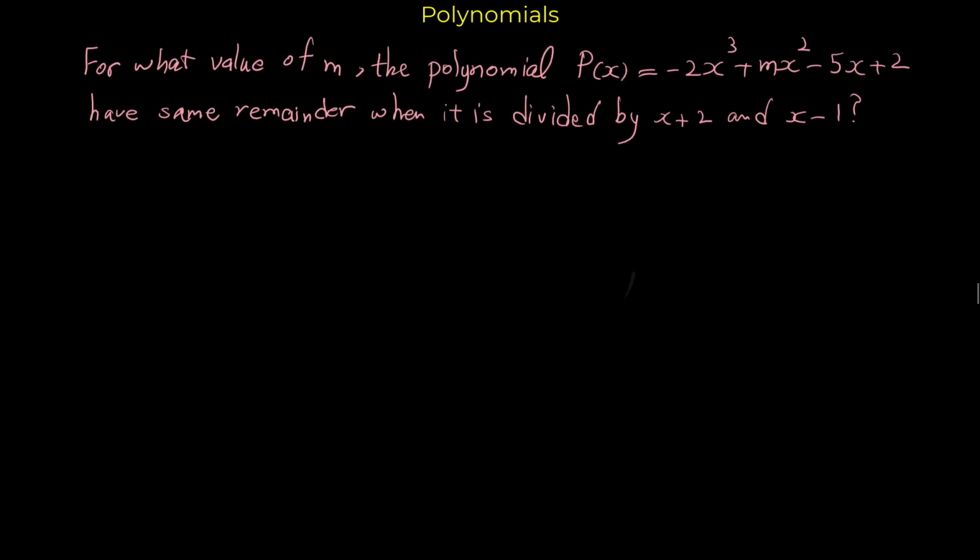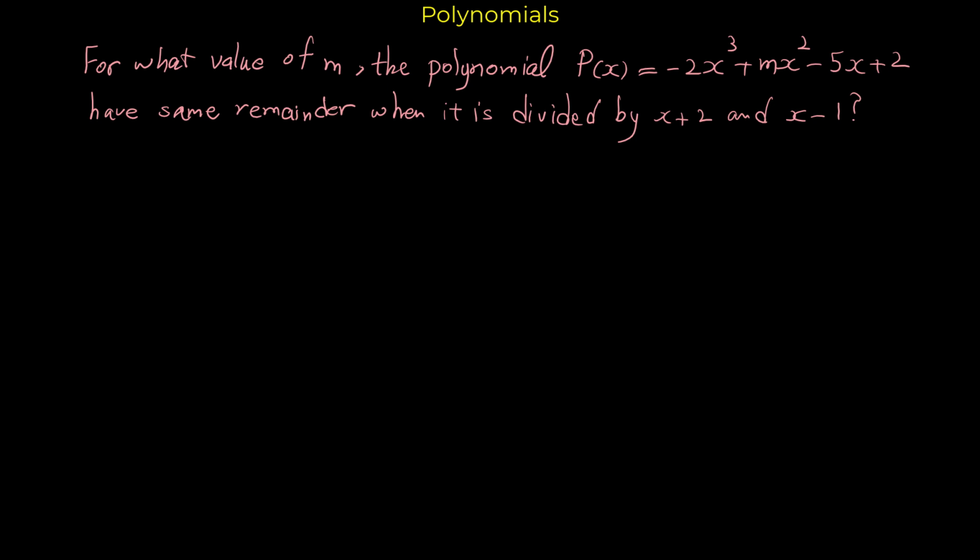Look at the next example. For what value of m does the polynomial negative 2x to the 3 plus mx to the 2 minus 5x plus 2 have the same remainder when it is divided by x plus 2 and x minus 1? So please read the question carefully. We have a polynomial. When we divide this polynomial by x plus 2 and separately when we divide it by x minus 1, we have the same remainder.